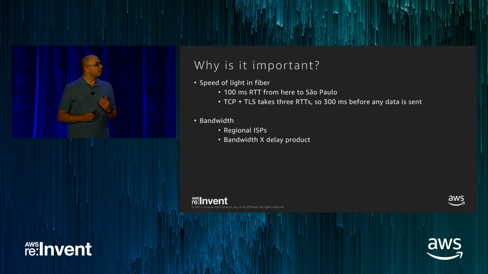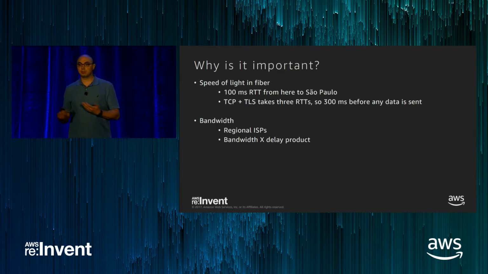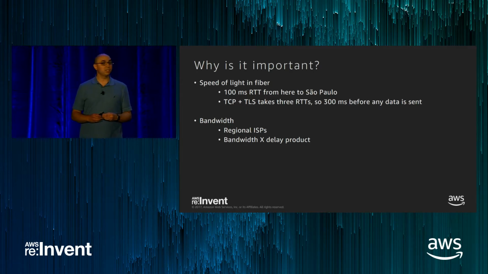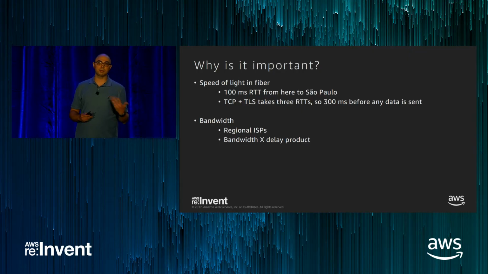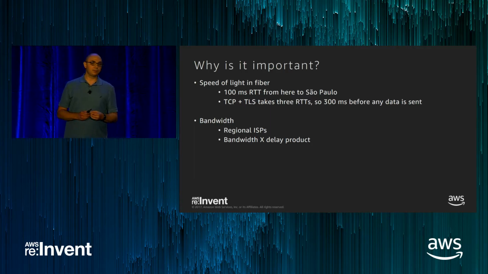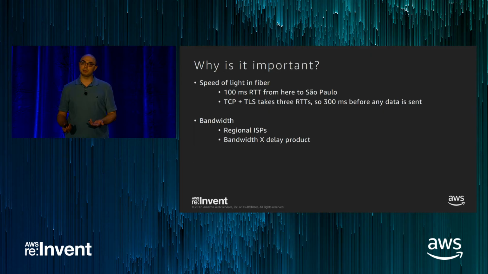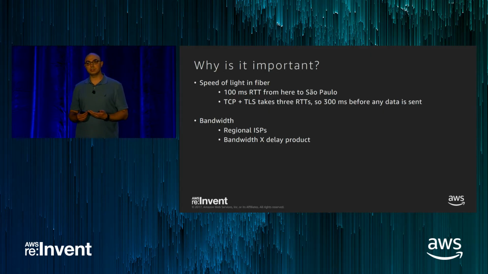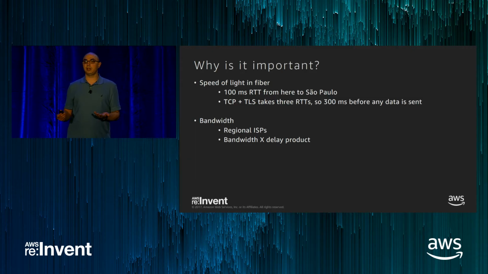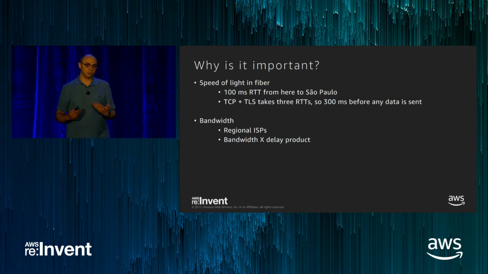The importance of that is the speed of light. So from here to São Paulo, which is where I was living before I started working for Amazon, it's 100 milliseconds RTT, round trip time. If you do TCP handshake plus SSL handshake, those are 3 round trips. So you're 300 milliseconds before you start transferring any useful data to your customer, which is going to be sitting there waiting, and that's a lot. And that's in the best case scenario. If it's on a mobile network or something, it's going to be even worse.